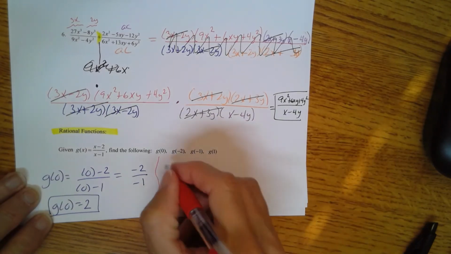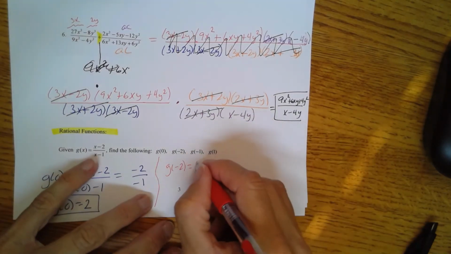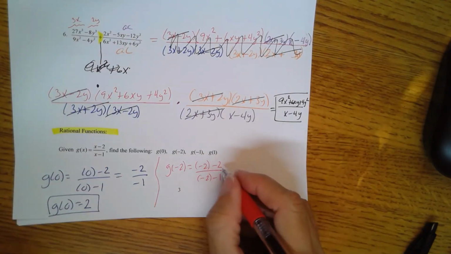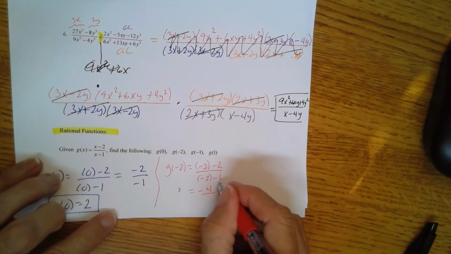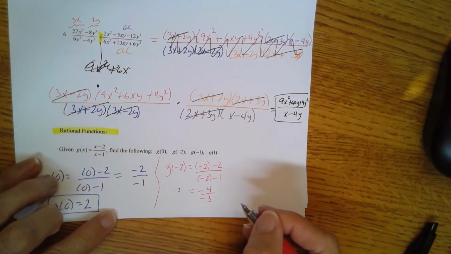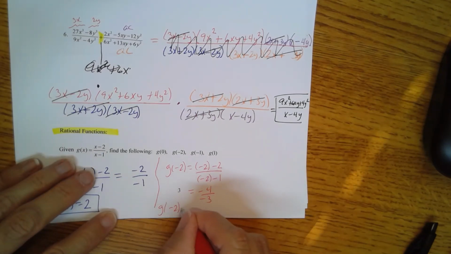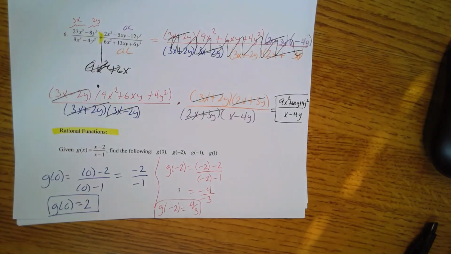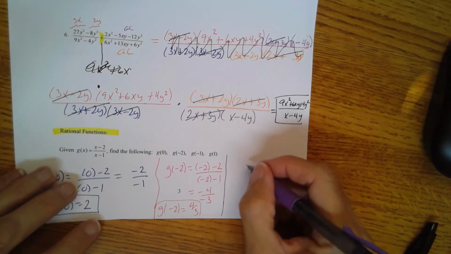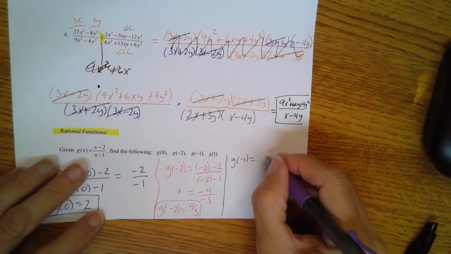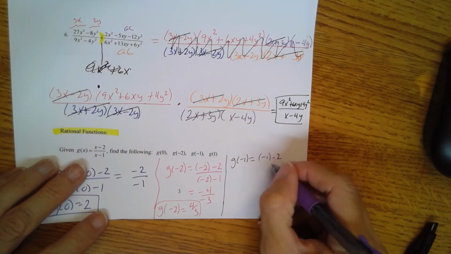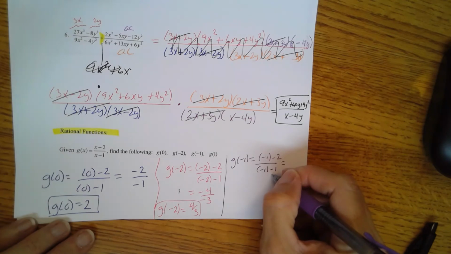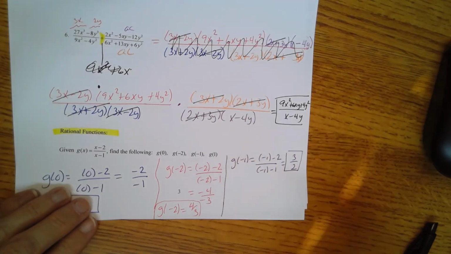So now let's find g of negative 2. So g of negative 2 would be negative 2 minus 2, all over negative 2 minus 1. Well, negative 2 minus 2 is negative 4, and negative 2 minus 1 is a negative 3. And two negatives make it positive, so g of negative 2 equals 4/3. So we're just making sure we can do some evaluations. Now, what about g of negative 1? Well, g of negative 1 would be negative 1 minus 2, all over negative 1 minus 1. Well, that would give you negative 3 over negative 2, so we end up with positive 3/2.